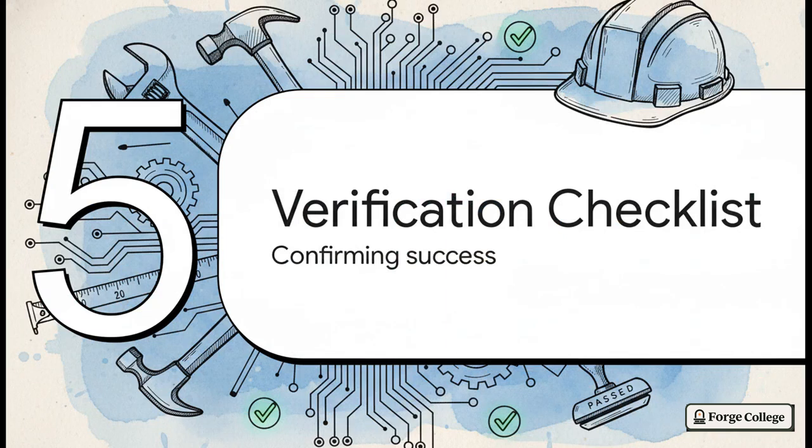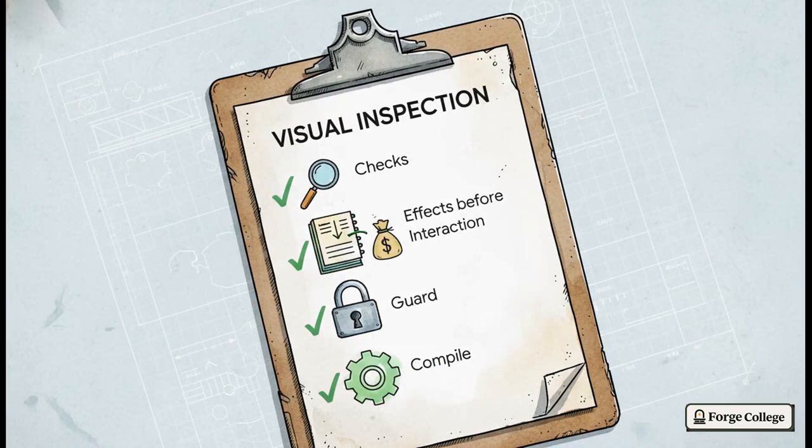All right, Section 5, Verification Checklist. Let's make sure we know how to confirm success. Whenever you're reviewing your own code refactors, this is the visual inspection checklist you should be running through. 1. Verify your input and permission checks are sitting right at the very top. 2. Ensure all state updates, your effects, happen before any external calls, period. 3. Make sure a fail-safe guard, like our reentrancy lock, is active. And 4. Just run a quick local compile test to confirm you don't have any syntax or visibility errors. If you check these 4 boxes, your structural foundation is absolutely rock solid.